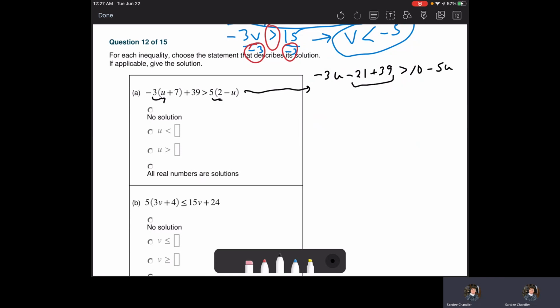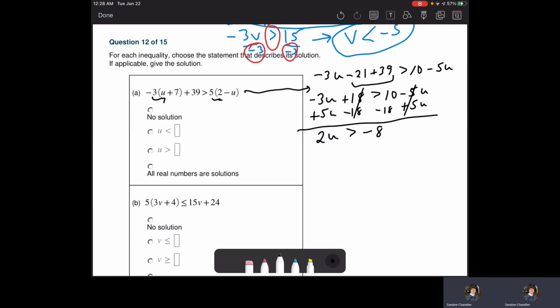Combine like terms. Negative 3u plus 18 is greater than 10 minus 5u. Again, for inequalities, I just like to get all my variables on the left. So that's going to go away. So that means I'll subtract my 18. So that'll go away. 2u is greater than negative 8. Divide by a 2. And u is greater than negative 4. So I actually got an answer on that one. It's going to be this one. U is greater than negative 4.